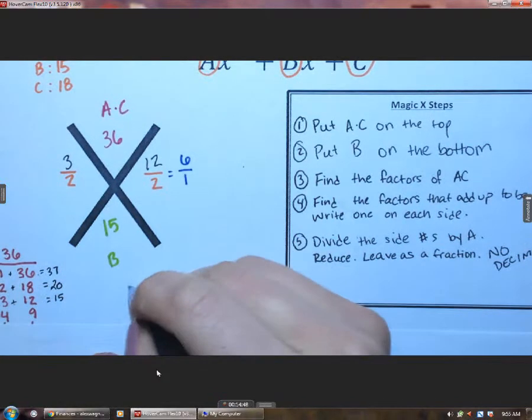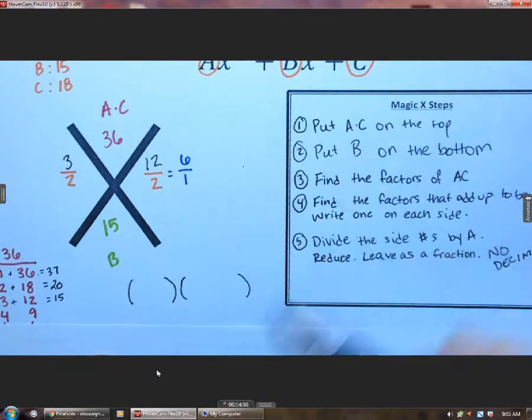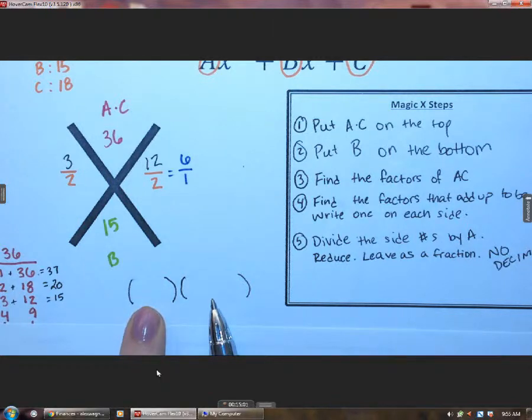So my final answer is always going to look like this, where there's 2 parentheses. Okay, we're going to do lots of practice. I know there's lots of steps, but the actual math isn't too bad. So your final answer is always going to look like this.